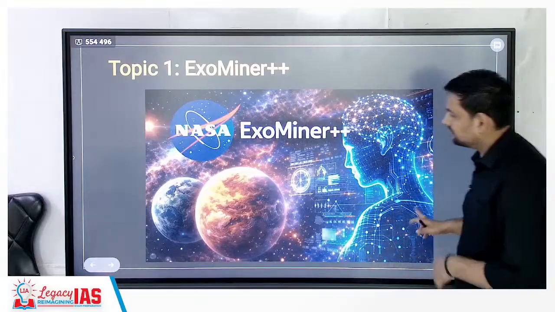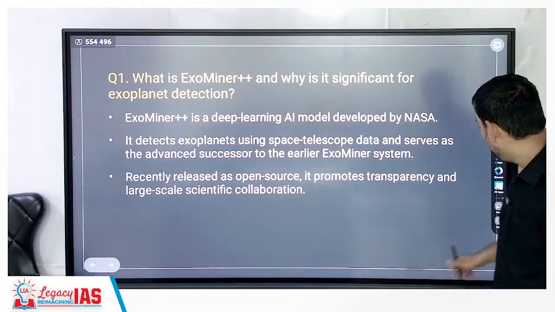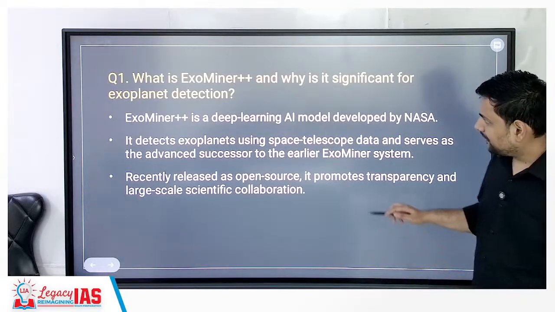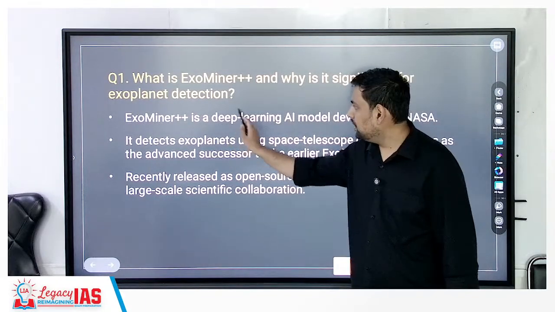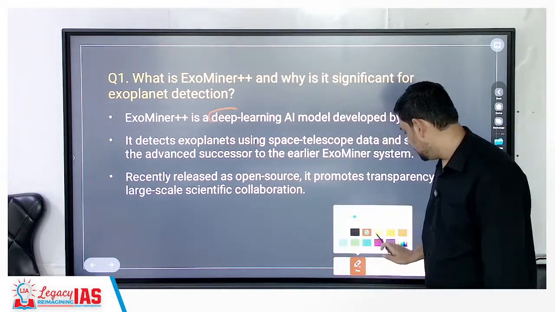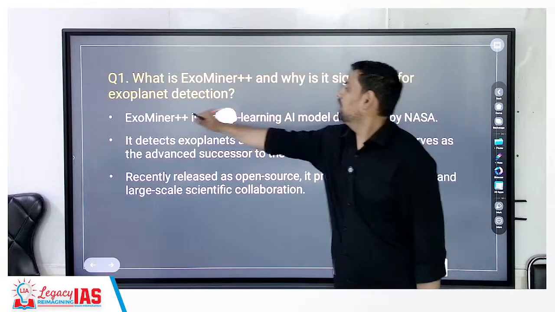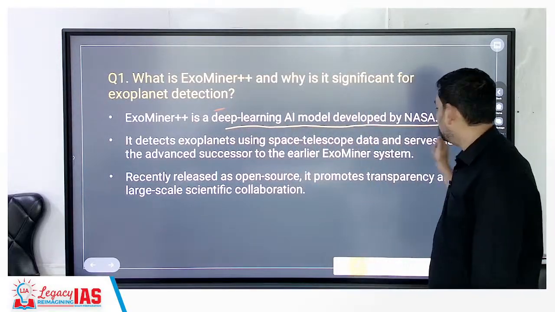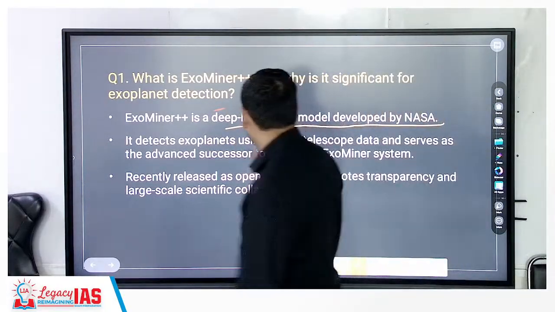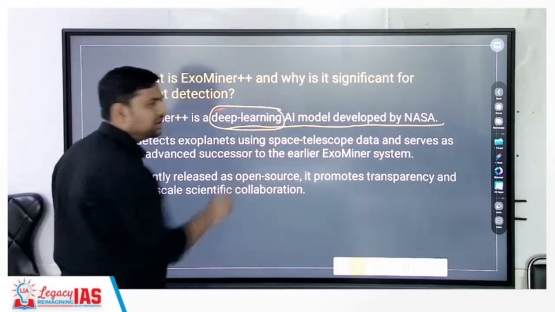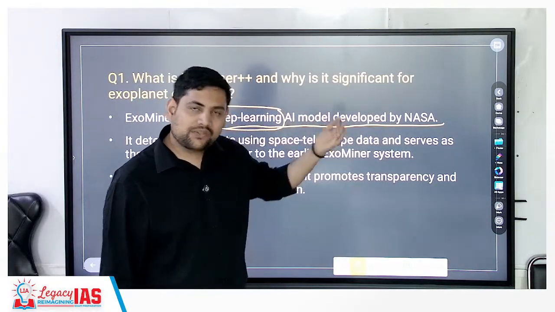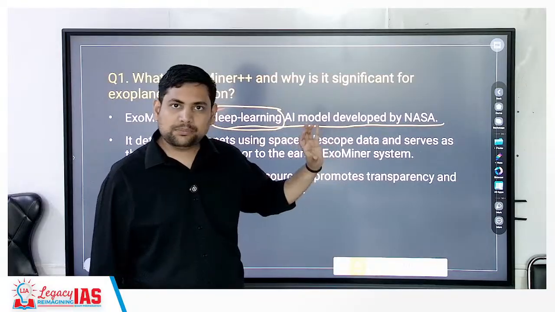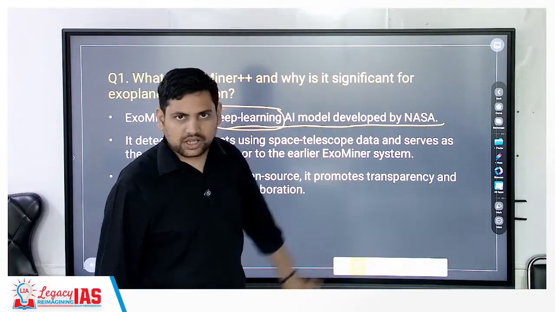Fairly easy. So, what happens? Now, see this. This is a deep learning AI model developed by NASA. So basically, this is deep learning. If you remember deep learning, what was it? It used to be artificial intelligence, then machine learning, and within machine learning, it used to be deep learning, correct? So this is a deep learning model by NASA.